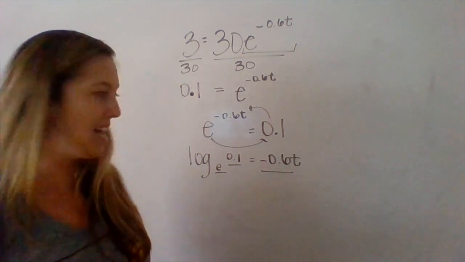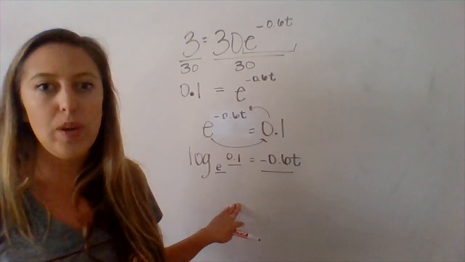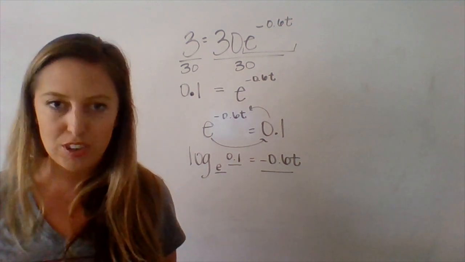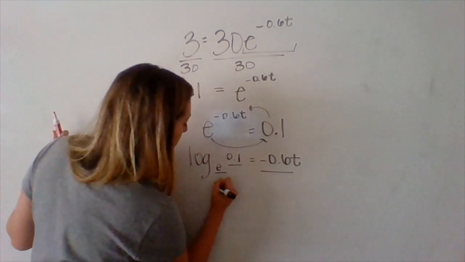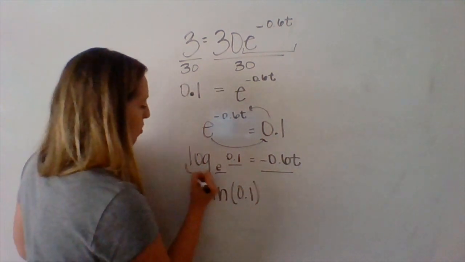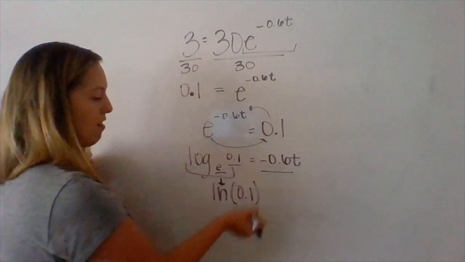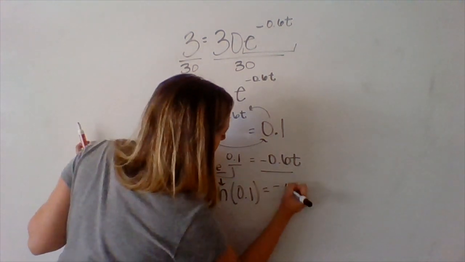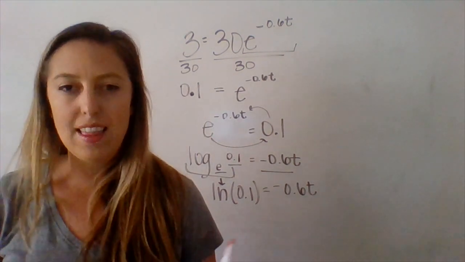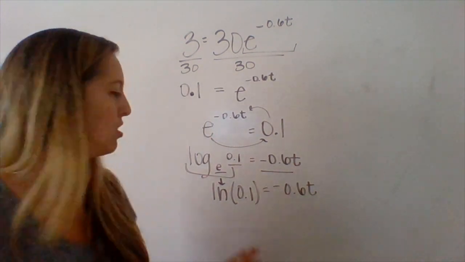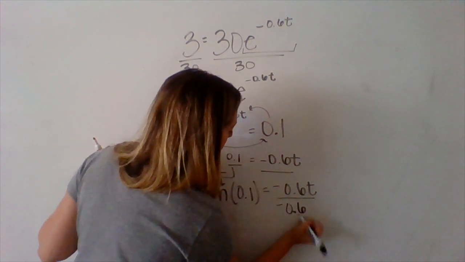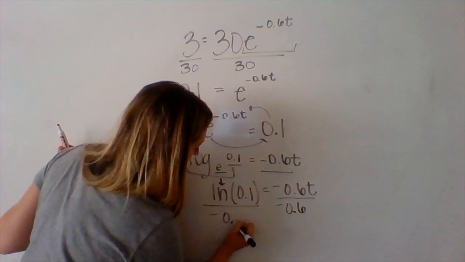Now we got lucky again because we have log base e. And we know from a little bit earlier that that's another common log that we call the natural log. So I'm going to rewrite this as ln of 0.1, the natural log of 0.1, equals negative 0.6t. I'm going to find it both as a logarithmic answer and as a decimal. So to do my logarithmic, I want to keep this for now and just divide by negative 0.6.